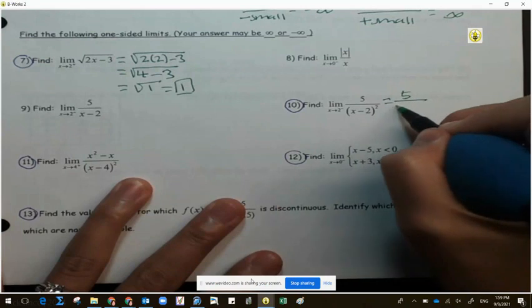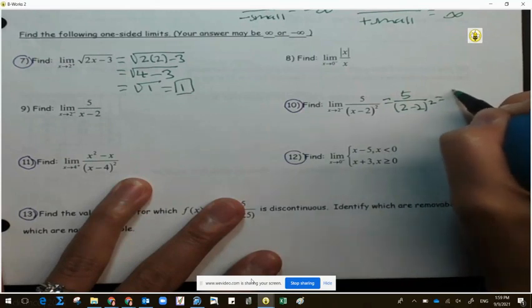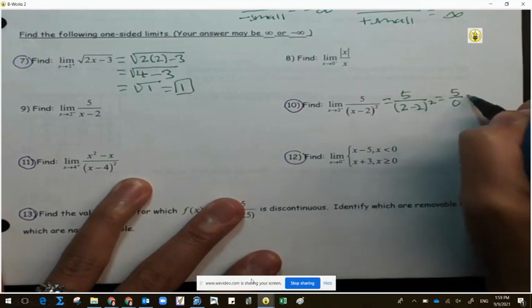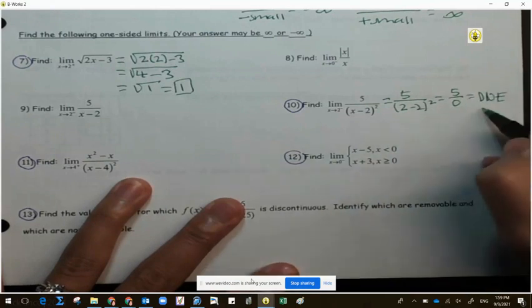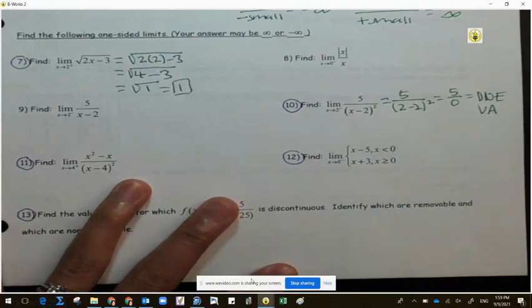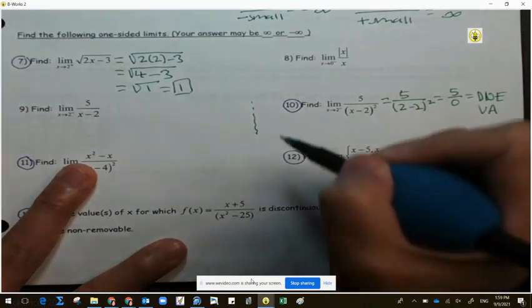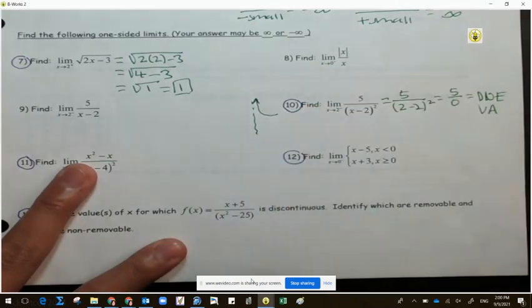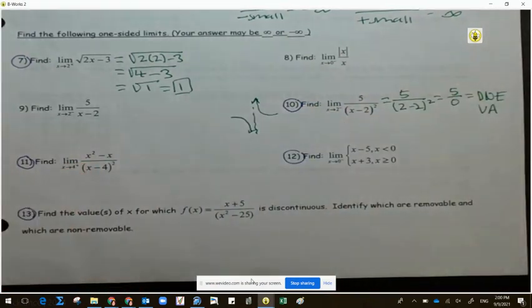5 over, and I'm doing this just like number 7. 2 minus 2 squared is equal to 5 over 0. And I know this does not exist. That means there's a vertical asymptote. What that really in the end means, when there is a vertical asymptote, sometimes our graph goes up abruptly, or sometimes our graph does what? Goes down, or sometimes both going up or down.